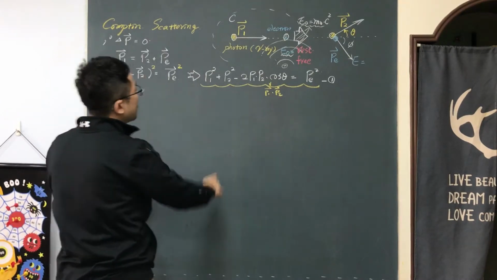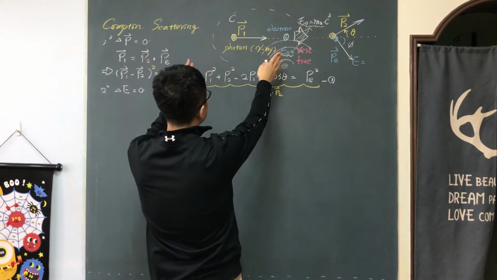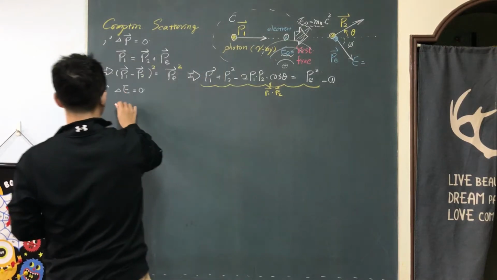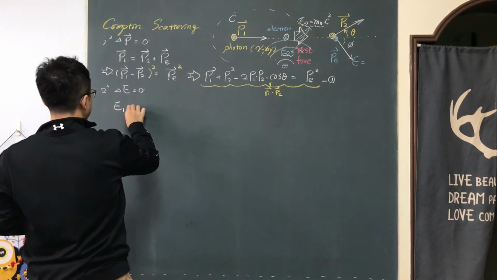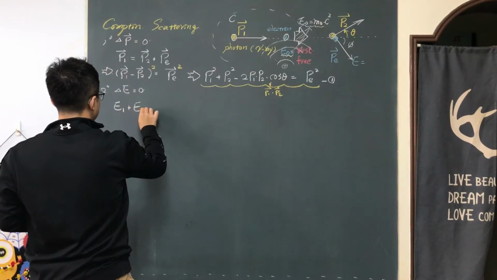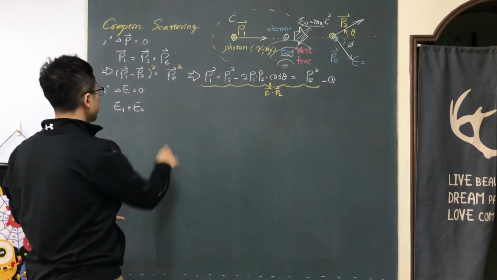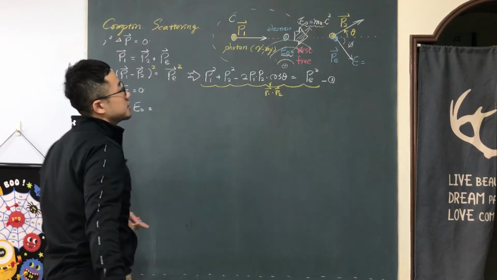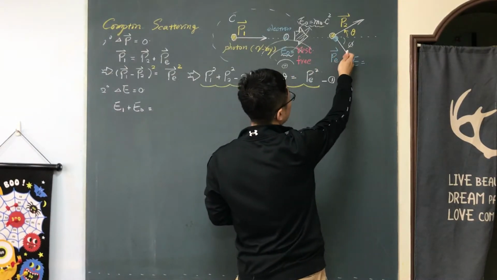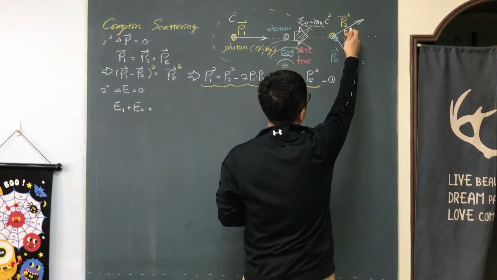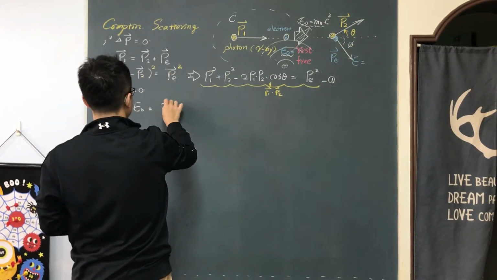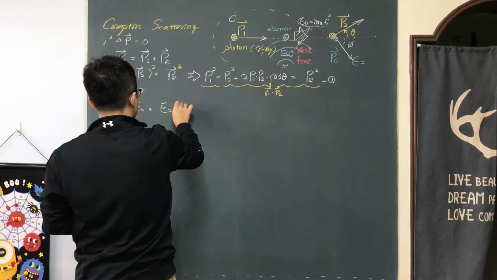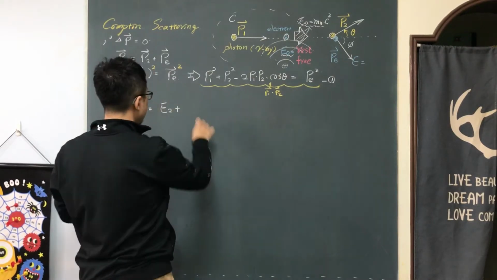So the initial energy of the system is E1, the energy of the photon, plus the rest mass energy of the electron, which will be equal to the scattered photon and the scattered electron. And let's name the energy of the scattered photon E2, plus E.